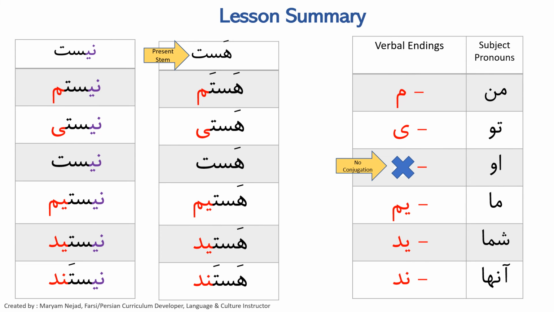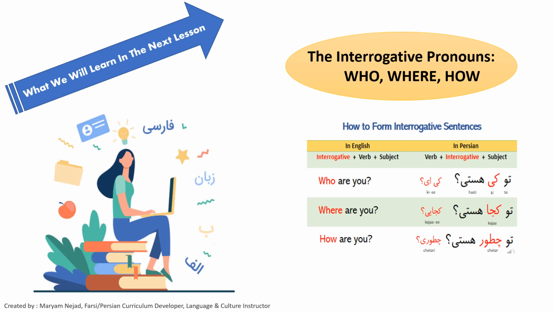And here is the lesson summary. So in this lesson, we first learned about the subject pronouns, and then we learned about the verb to be, and also we learned the negative of the verb, and also we learned about the verbal ending and the contraction of the verb to be. And stay tuned for the next lesson. We are going to learn the interrogative, who, where, and how.